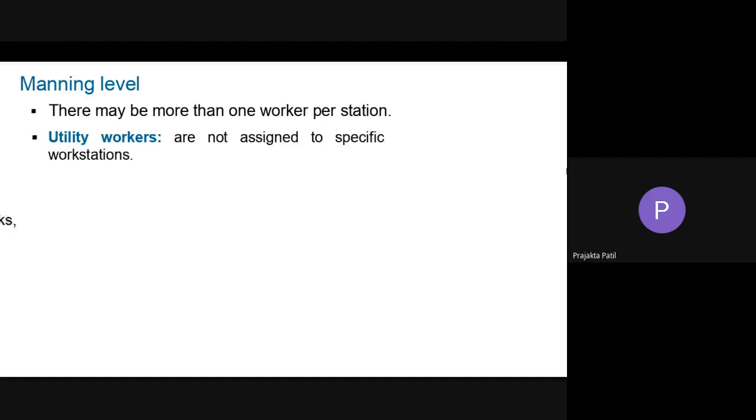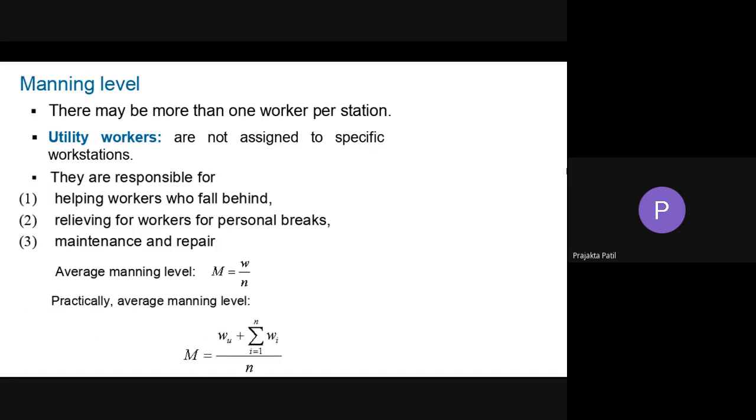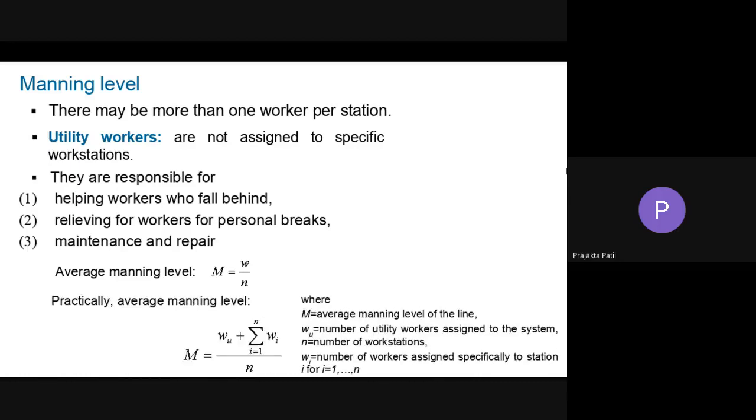So you can just see the equations here. The average manning level is given by this equation: w subscript u plus summation of wi, where i equals 1 to n, divided by n. So please note down these equations.